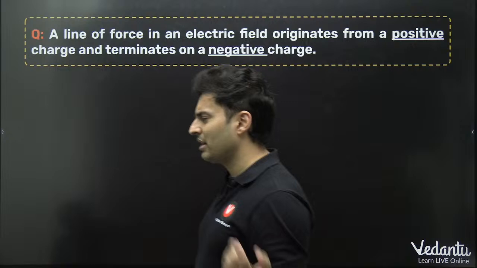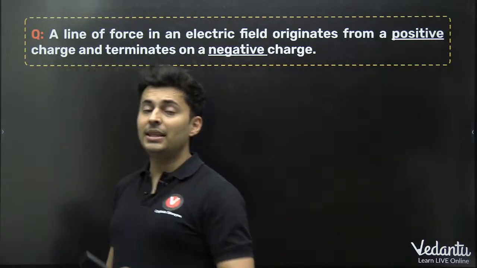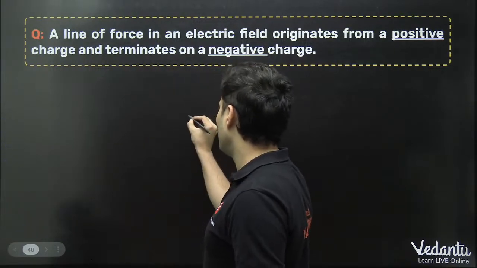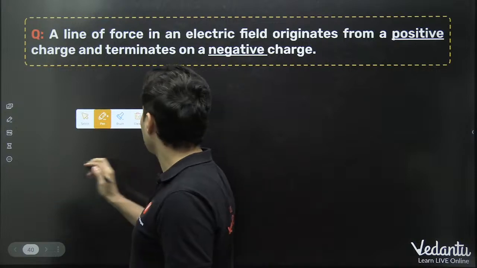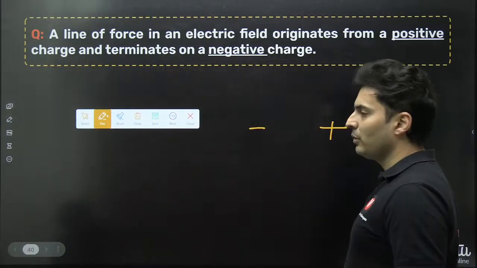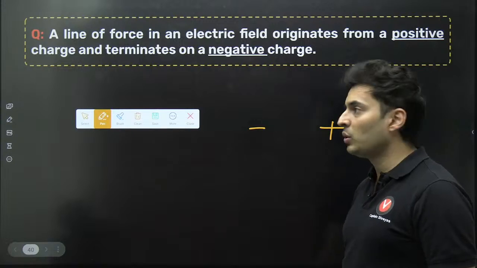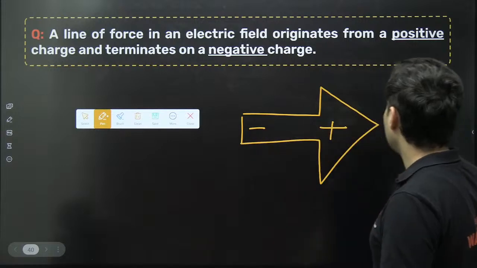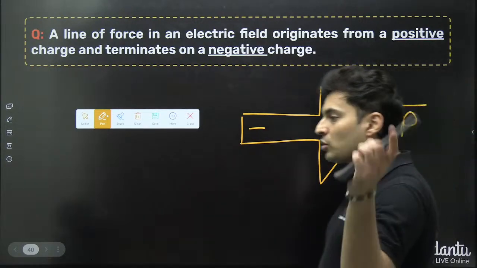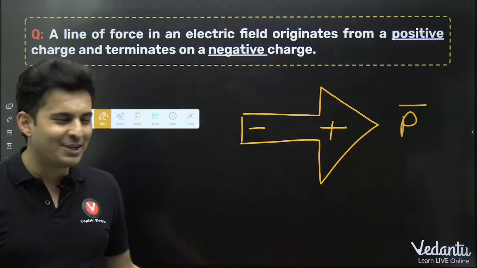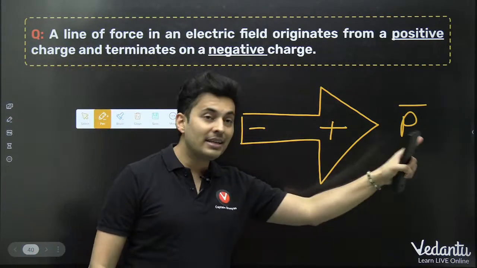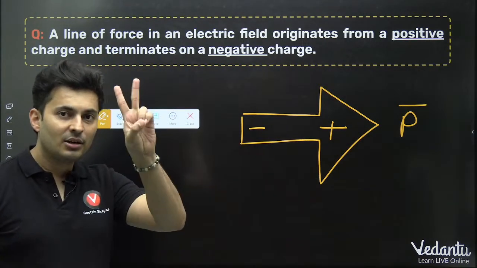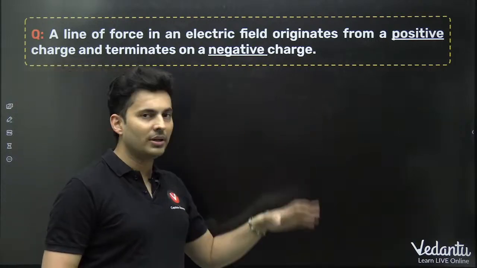It starts from positive, goes to negative, very straightforward. There is one thing which is commonly mistaken and many students get it wrong. When there is a dipole, means minus and positive charge, where is the dipole moment going to go from? The dipole moment goes from negative to positive. Be careful. That is the dipole moment. Many students get confused. They say dipole moment goes from positive to negative. No, dipole moment goes from negative to positive. Field goes from positive to negative. Two different things, don't get confused.